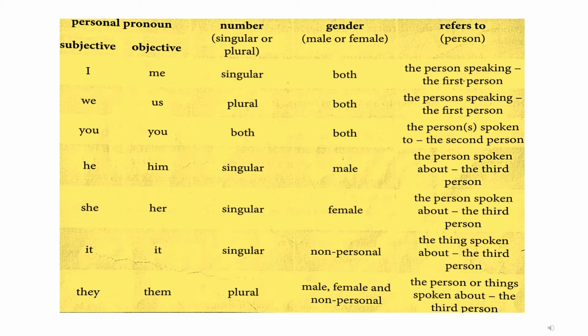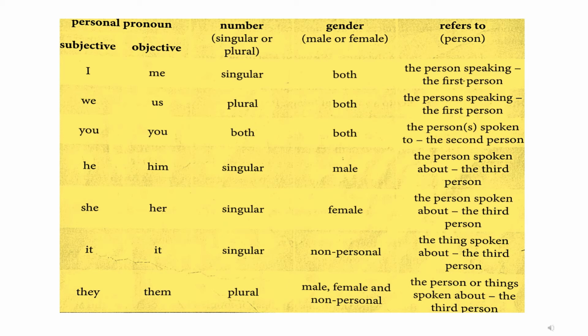The third person pronouns he, she, it and they are used when we talk of anybody or anything else. The objective form of he is him. This is used for singular number and for male. It refers to the person spoken about. The objective form of she is her. This also is used for singular number and female gender. It refers to the person spoken about.